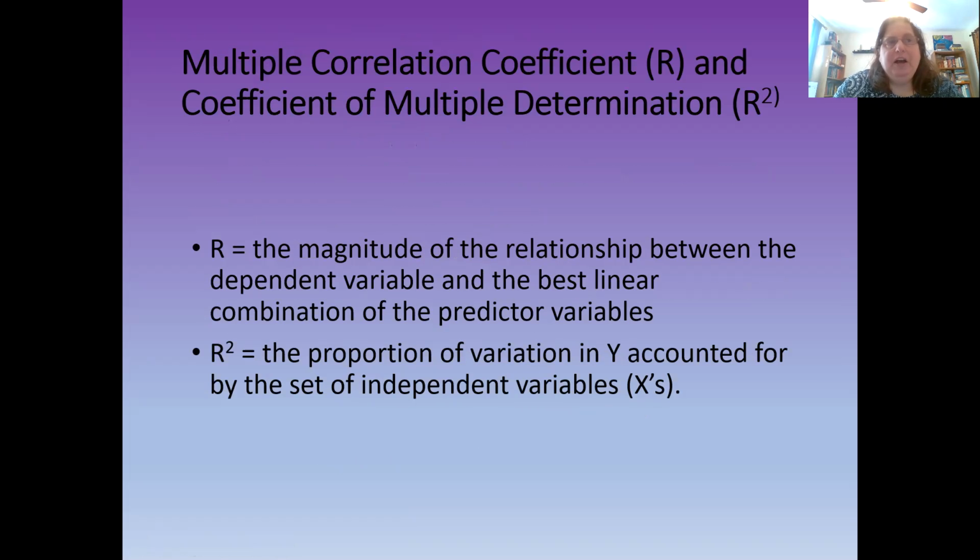So let's talk about our multiple correlation coefficient R and the coefficient of multiple determination R squared. R is the magnitude of the relationship between the dependent variable and the best, we'll talk about this, the best linear combination of the predictor variables. R squared equals the proportion of variation in Y accounted for by the set, or the best set, of independent variables, the X's.